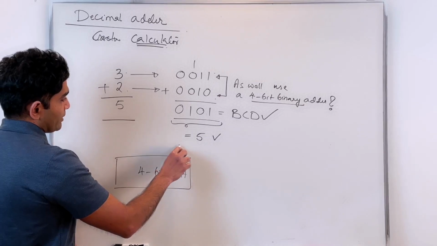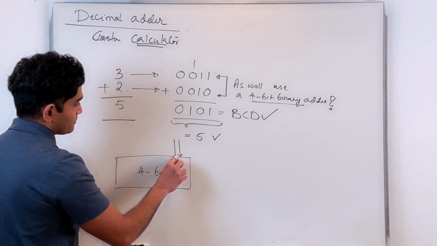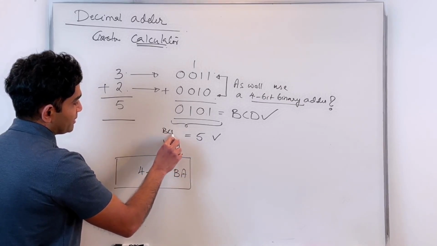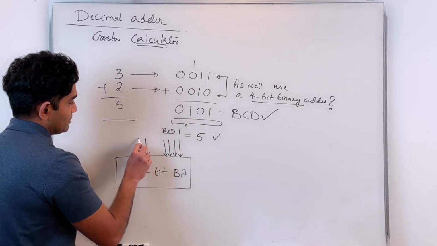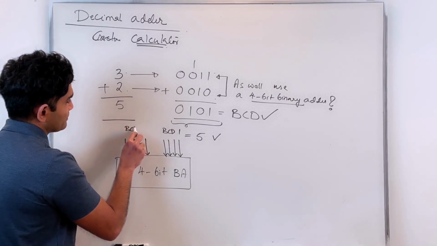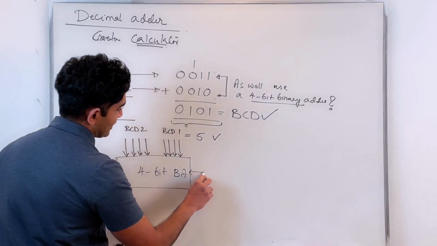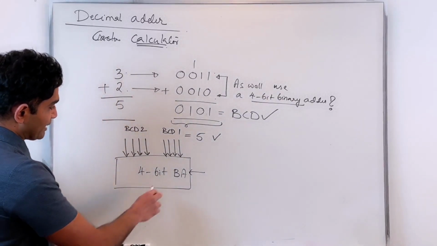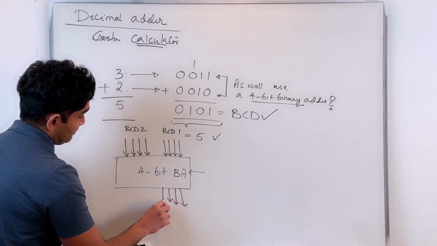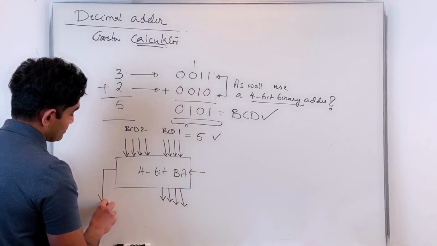Okay, where I apply my BCD digits here. That's my BCD digit 1, BCD digit 2, along with the previous carry, and I get my sum. Again, my sum is going to be in binary format and a carry out.